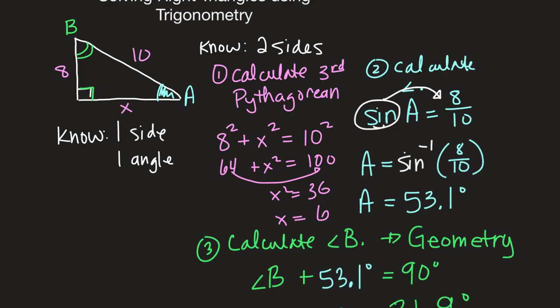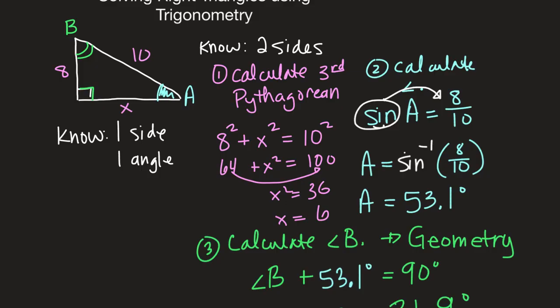So we found all of our missing things. We found our missing side. We found our missing angles, right? We've calculated all of those things. Pythagorean theorem to find the side, trigonometry to find the first angle, and geometry to find the second angle.